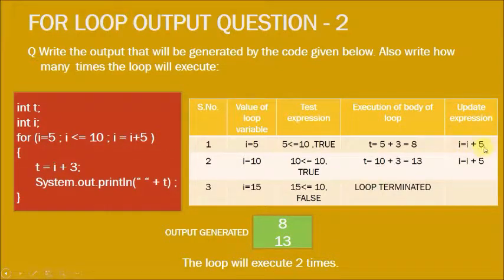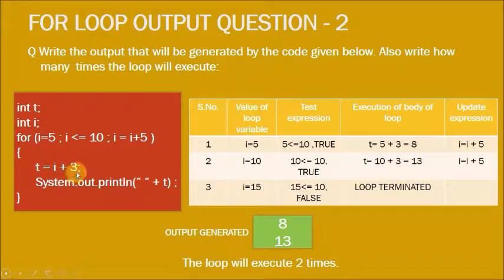Then after that it will go to the update expression. So I will be incremented by 5. The value of I was 5, so 5 plus 5 will become 10. So in the next iteration, the value of I is 10. Next it will go to the test expression. 10 less than or equal to 10? Yes, this is true because 10 is equal to 10. Now again the body of the loop is executed.